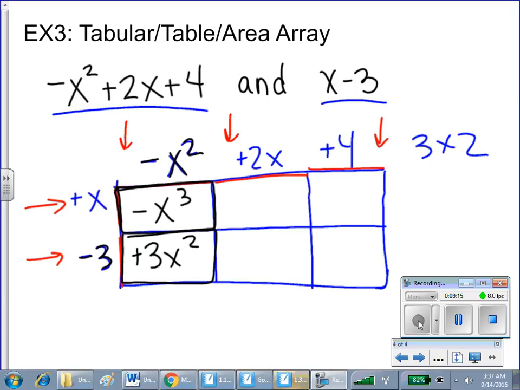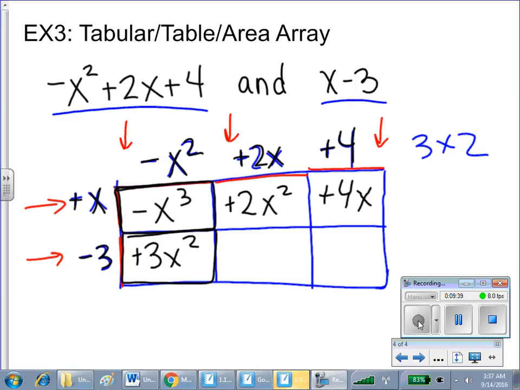Now I'm going to multiply the positive x and the positive 2x. When I multiply them, I get positive 2x squared. Now I'm going to multiply the positive x and the positive 4. When I multiply them, I get positive 4x. Hopefully you're with me still. If you are not, then you should pause the video.